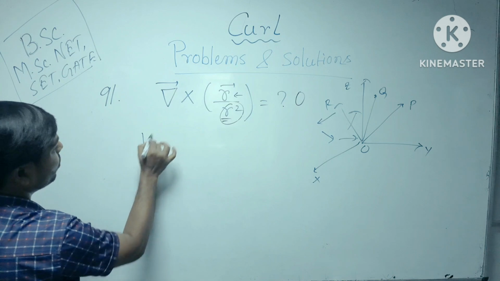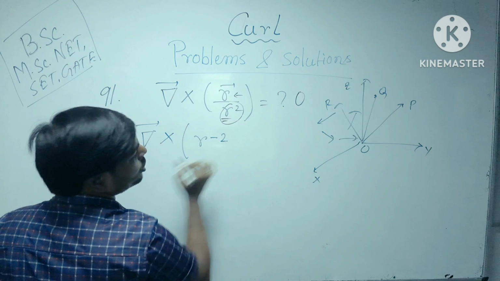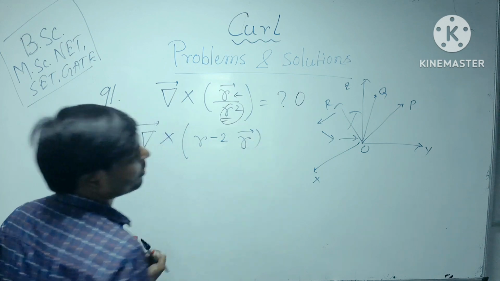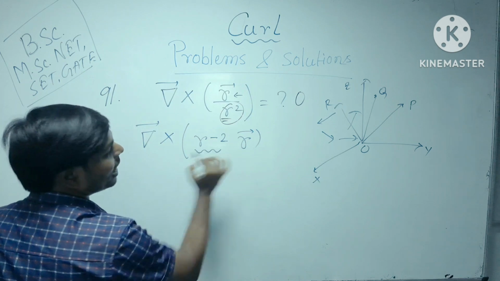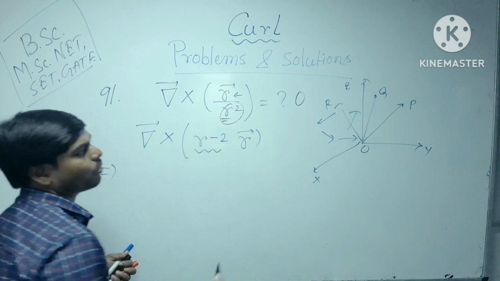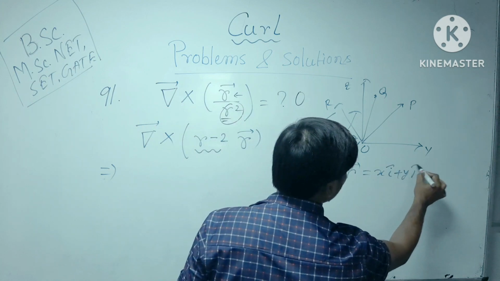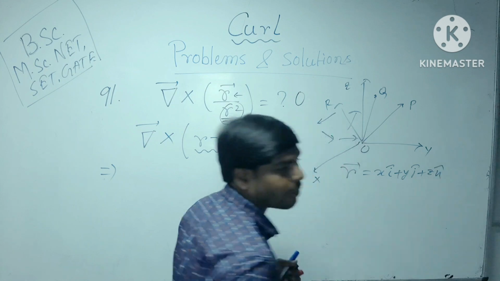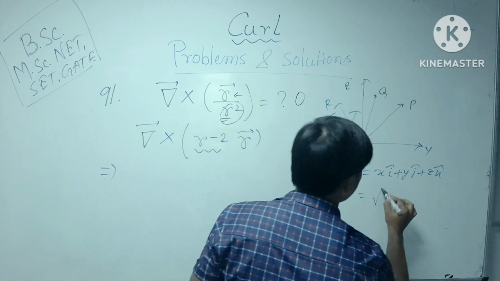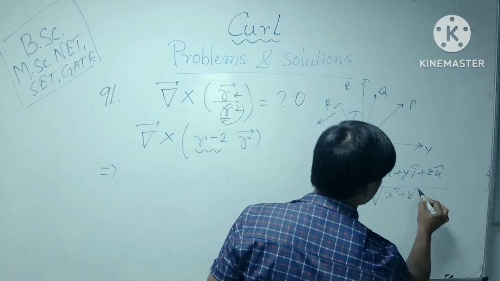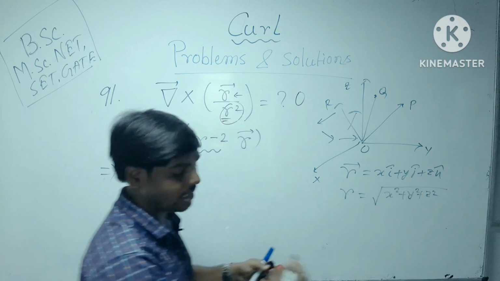So what is this one? We can write this as curl of r to the power minus 2 times r vector, right? I can think this is a scalar quantity, r to the power minus 2. If you forget, r vector is nothing but x i cap plus y j cap plus z k cap. This is the position vector. And what is r? R means the magnitude of this position vector, it is the square root of x square plus y square plus z square, right? So r square is equal to x square plus y square plus z square.